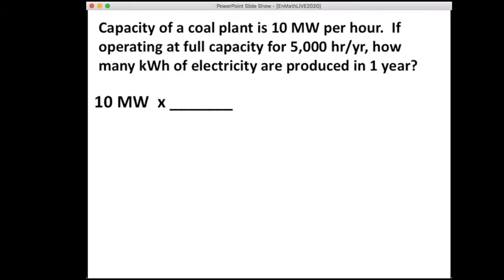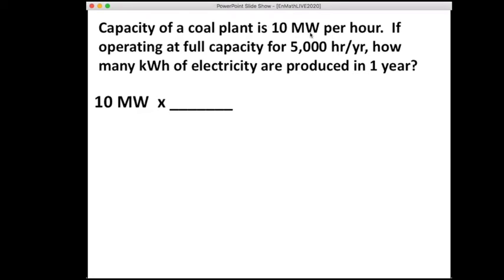We talked about how we burn coal or gas to heat up water to make electricity with a turbine and a generator. So we can now calculate how much power a power plant can make and how much electricity that is. So the capacity, that's when the power plant is running at full steam. Capacity of a coal power plant is 10 megawatts per hour. If operating at full capacity for 5,000 hours per year, how many kilowatt hours of electricity did they make in that year?